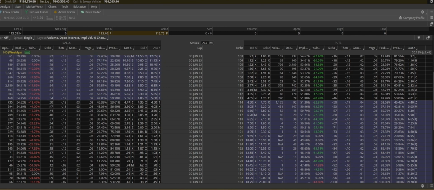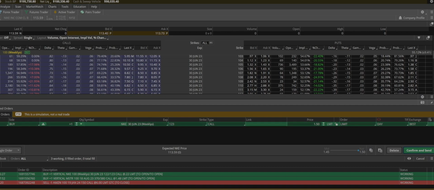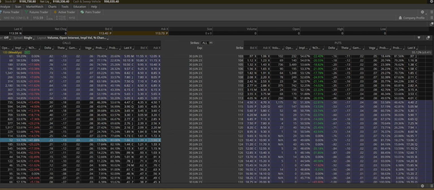Remember also, consider looking at your theta. This 123 has a theta of 13 cents and delta is 23 cents. Always buy the theta less than your delta. That means every day that goes by, you're losing 13 cents.